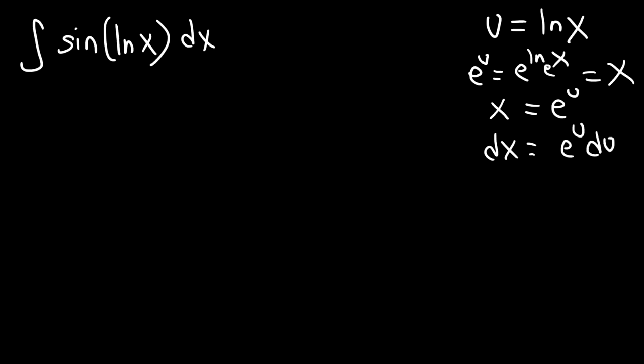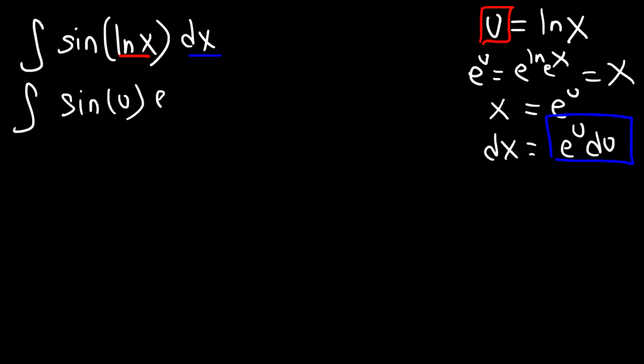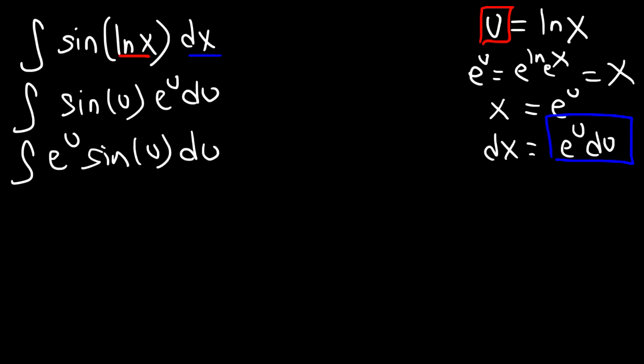So what we're going to do right now is replace the natural log of x with the u variable, and we're going to replace dx with e to the u du, which is just this part. So this will give us the integral of sine u times e to the u du. Now, in order to integrate this expression, we need to use integration by parts, and we're going to have to do it 2 times.